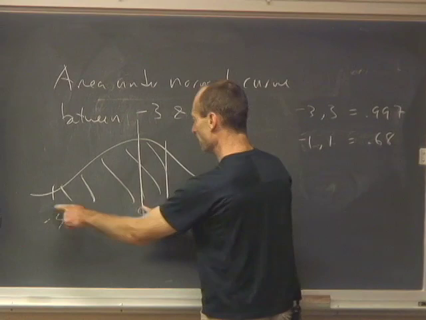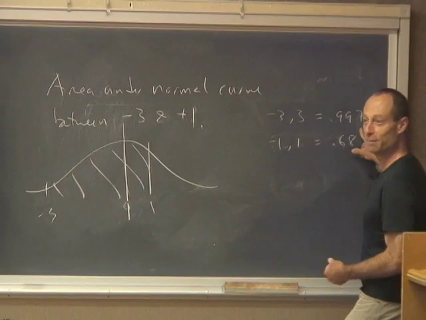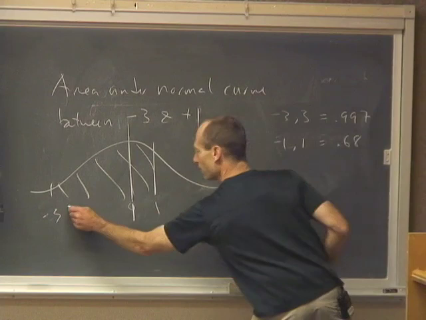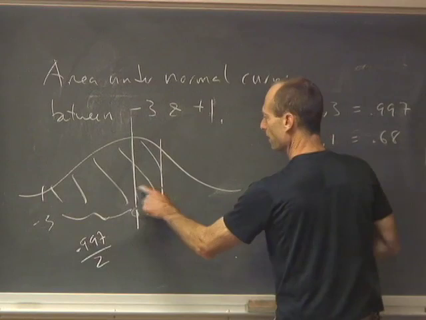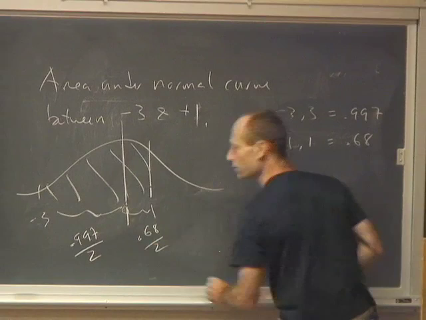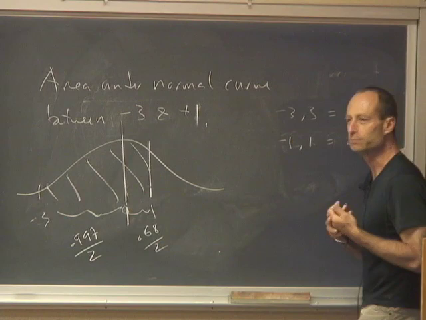If the area between minus 3 and 3 is this, and the curve is symmetric, the area between minus 3 and 0 is going to be half of this. So this area is 0.997 over 2, and this area is going to be half of 0.68, so this piece is 0.68 over 2. If we add those numbers together, that's the area between minus 3 and 1.